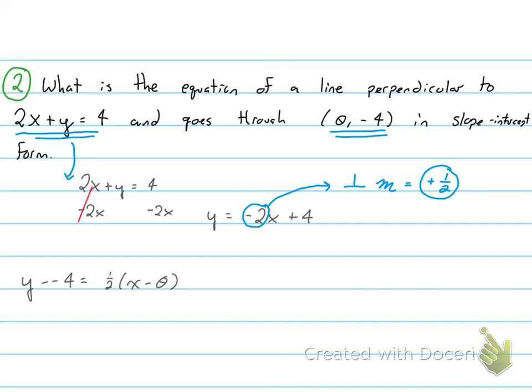To simplify this a little bit, y minus -4 will turn into +4, and x minus 0 is just x. Last step here would be to subtract 4 on both sides, so my equation would be y equals 1/2 x minus 4.